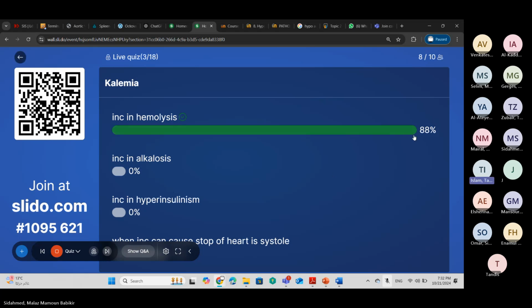Hmm, okay, that's weird. Okay, so it does increase in hemolysis.